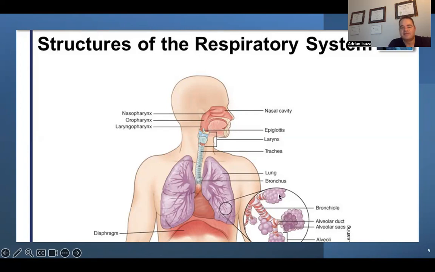Anyway, know the bronchus. Know the alveoli, the air sacs where actual exchange takes place. And know the diaphragm over here, which is separating the thoracic from the abdominal cavity, and it's critical in terms of the process of inhalation. Let's move on.